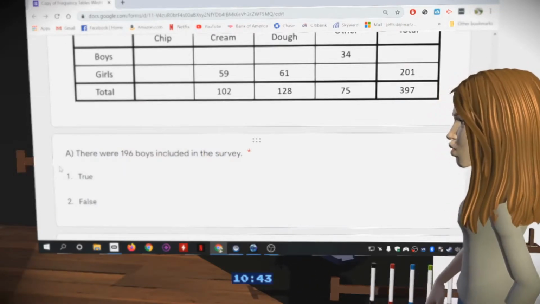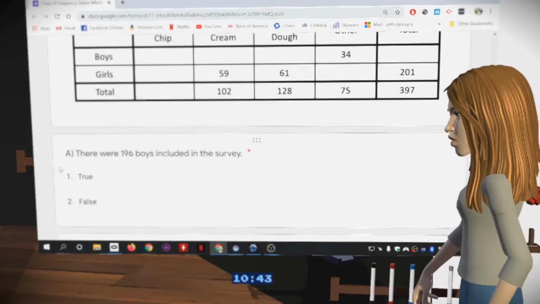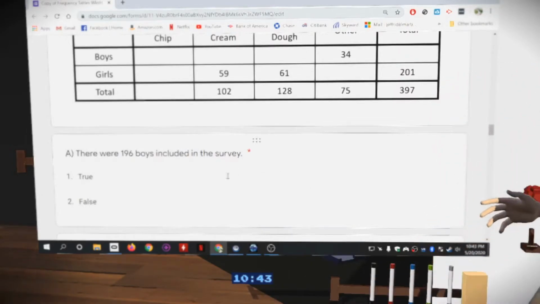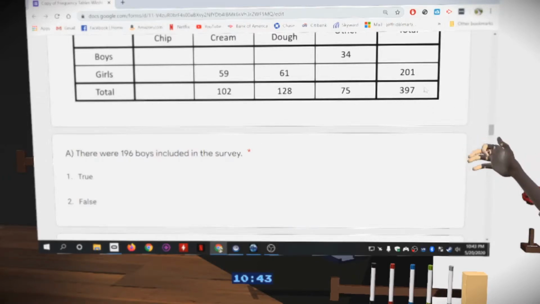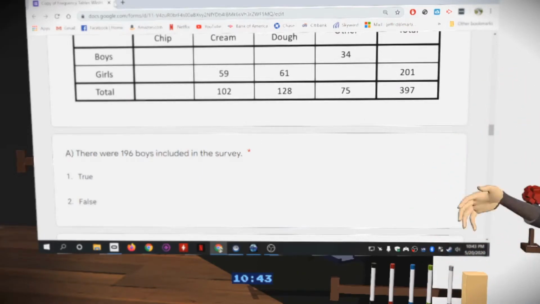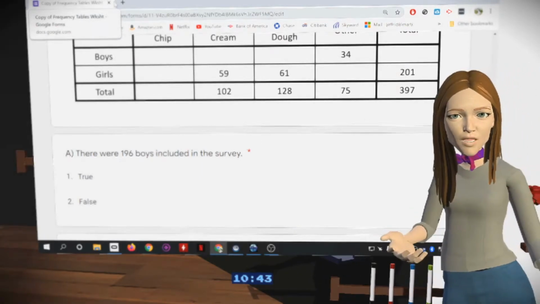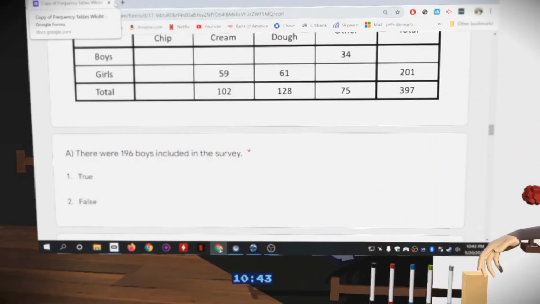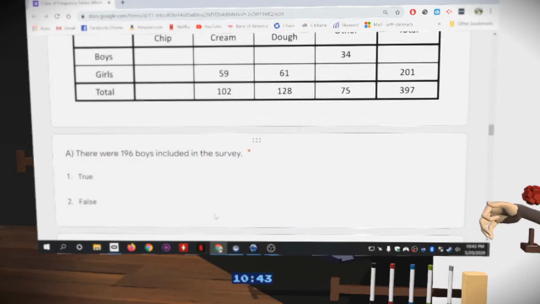All right, there were 196 boys included in the survey. True or false? Were there 196 boys? You're going to have to take the total, 397, and subtract 201 girls, and you'll be able to find out how many boys were surveyed. Calculate that for me.